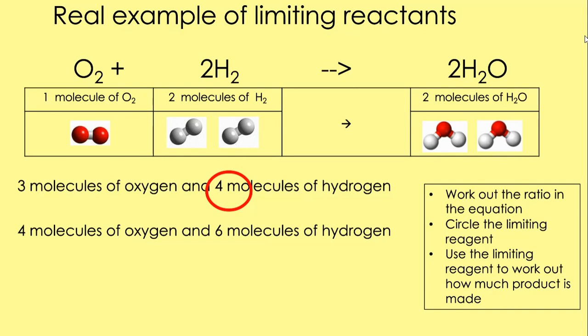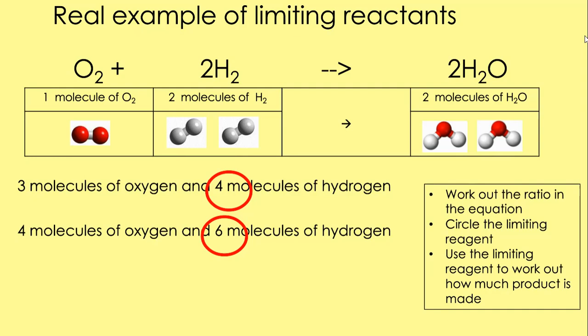In the second example, I've got 4 molecules of oxygen and 6 molecules of hydrogen. So again, oxygen is the smallest number. It's tempting to say that, but 4 molecules of oxygen would need twice as much hydrogen. So it would need 8 molecules of hydrogen, and there's less than that. So therefore, again, hydrogen is the limiting factor. So hydrogen is a limiting reactant or reagent.